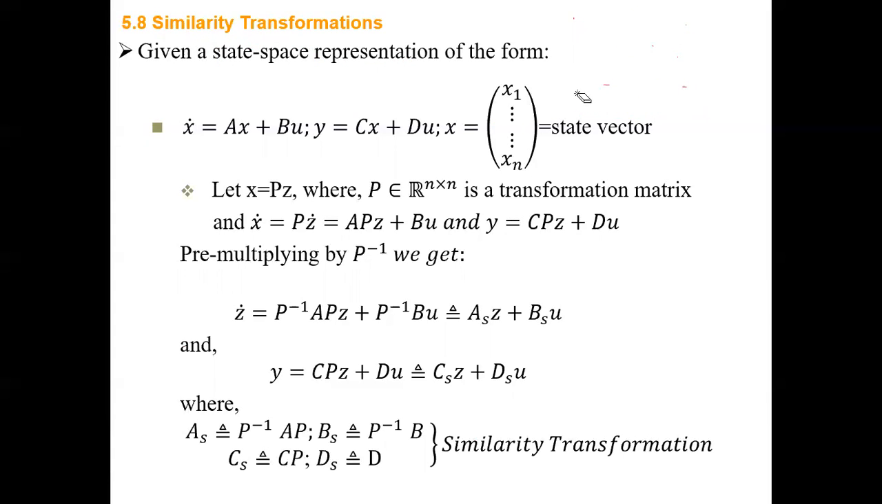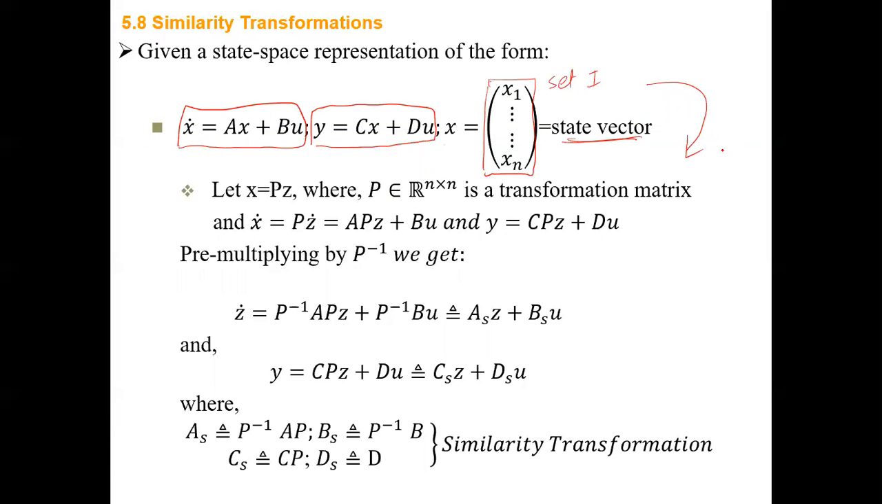So let's begin with our well-known system. We have x dot equals Ax plus Bu, and y equals Cx plus Du. What is your x? x could be a vector having n components. This is a state vector, as you know. Now I want to change this system. This is my set 1. Now I want to find exactly similar another set 2. So from set 1 to set 2, I go through a route called similarity transformation.